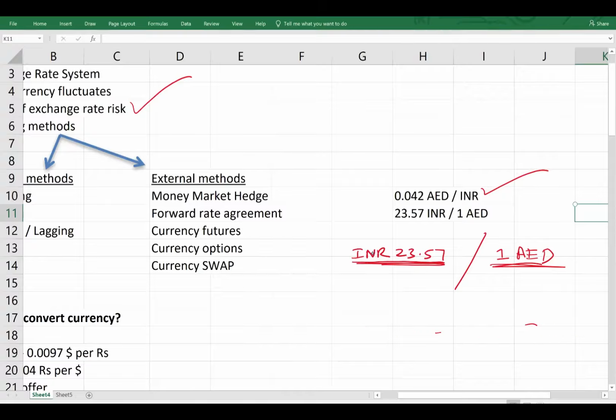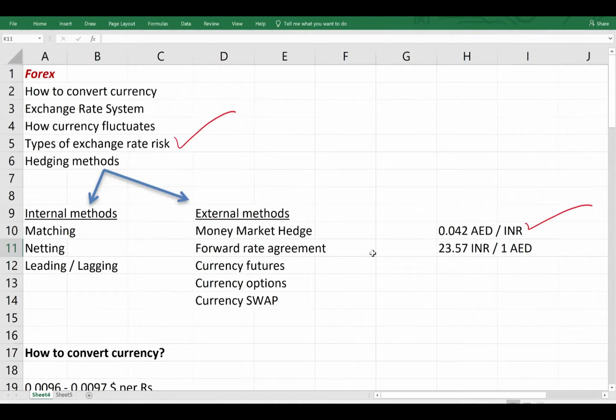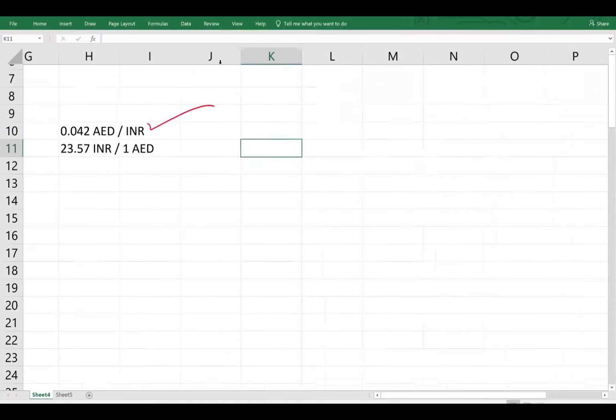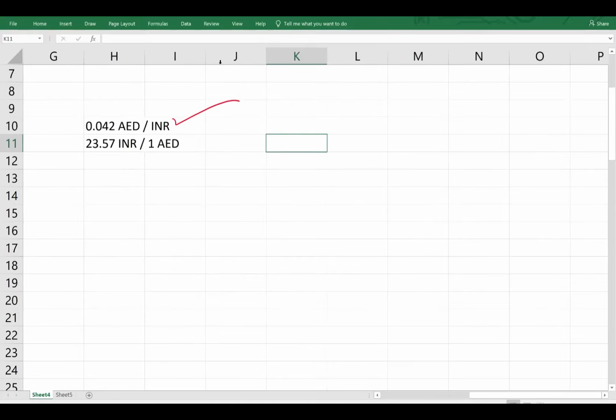Now let's understand the first key point here, and then I will come back to economic risk. What is the first key point? How to convert currency? I mean, what's the way to convert currency? Let's say this is the exchange rate today, and today's date is 1st February 2025, and that's the exchange rate today.